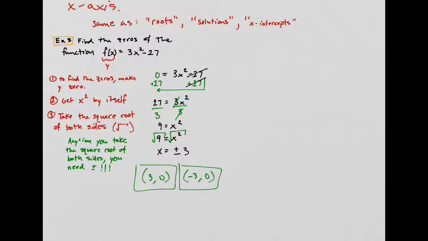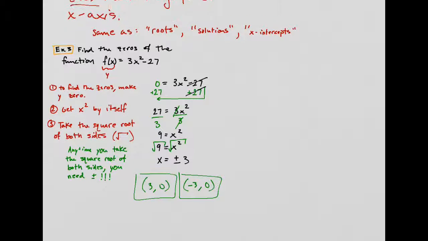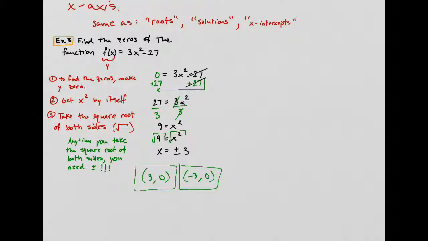How did I know to put a 0 in for the y-coordinate? Well, it says the first step is to make y 0. So we did that at the very beginning. I'm going to do another example in another video.